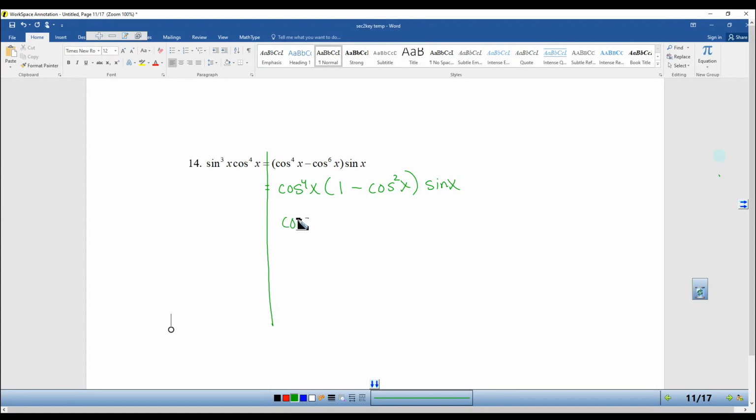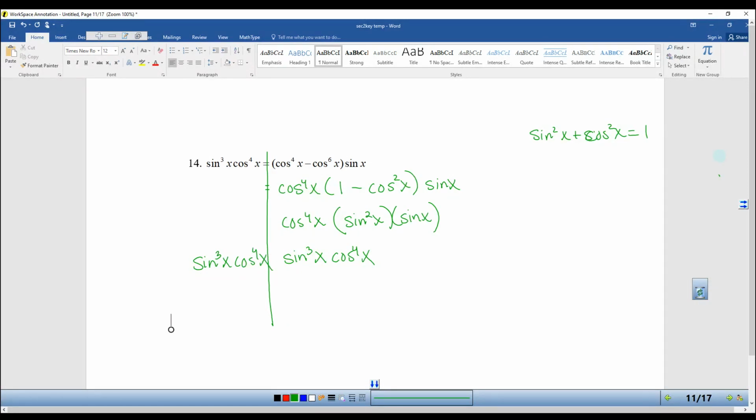which gives me cosine to the fourth x times, again, another Pythagorean identity, sine squared plus cosine squared is equal to 1. So 1 minus cosine squared is sine squared. And then if you have sine times sine squared, you have sine cubed, which I can put out in the front because of the commutative property for multiplication. I'm going to write both sides to show that I've finished, and I got them to be equal to each other.